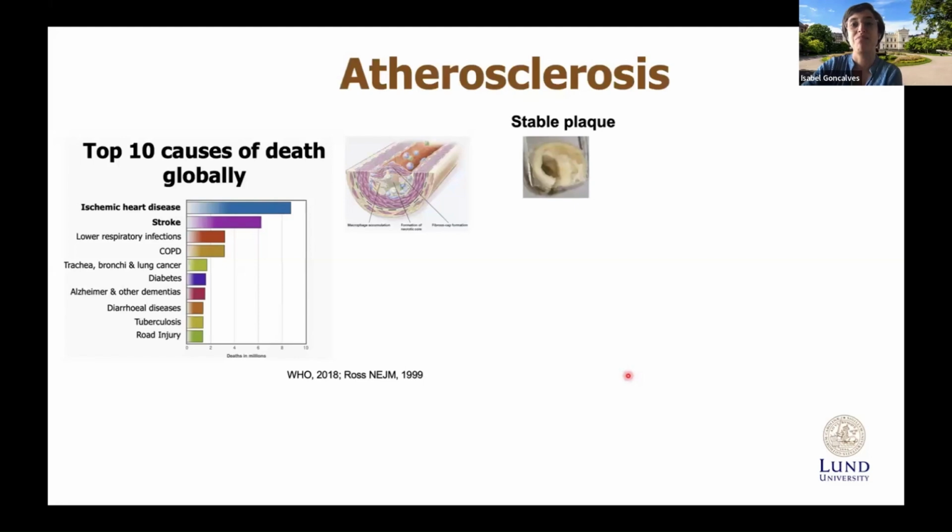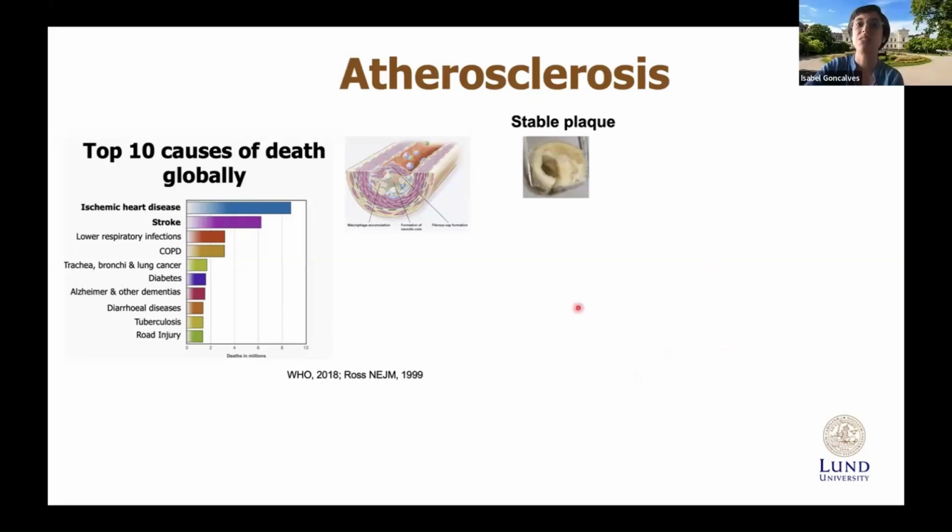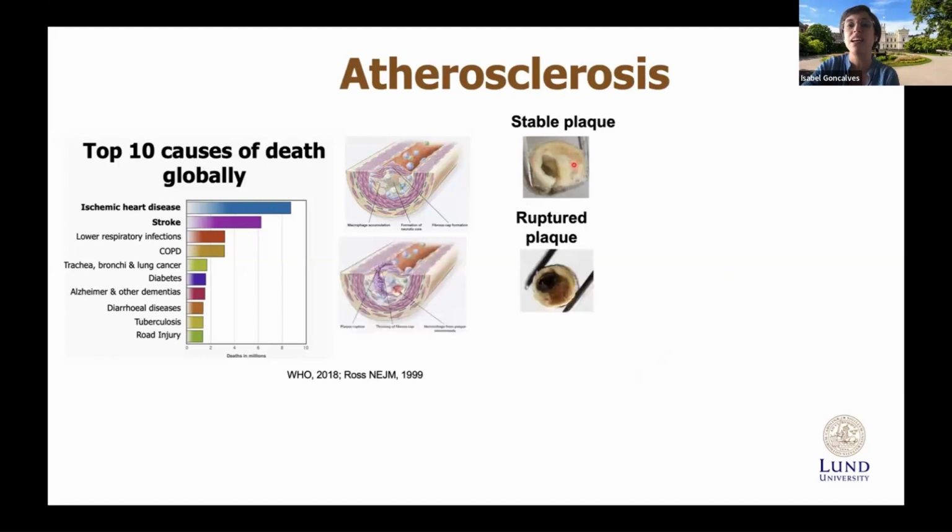And of course, my favorite topic is the plaques. And we all know already quite a bit about the plaques. At least we can simplify it into stable plaques with thick caps and big cores, but not too big, because they can be even bigger, more inflamed and more necrotic, causing ruptures of the caps and full or partial occlusion of the lumen.